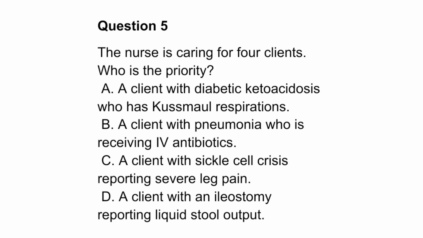Question 5. The nurse is caring for 4 clients. Who is the priority? A. A client with diabetic ketoacidosis who has Kussmaul respirations. B. A client with pneumonia who is receiving antibiotics. C. A client with sickle cell crisis reporting severe leg pain. D. A client with an ileostomy reporting liquid stool output.